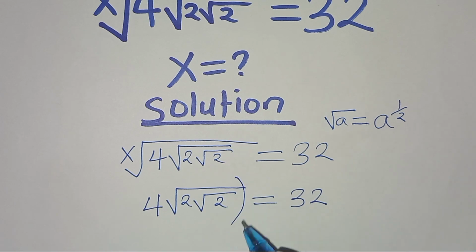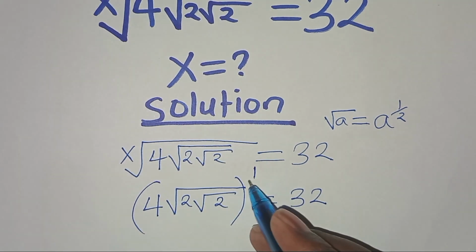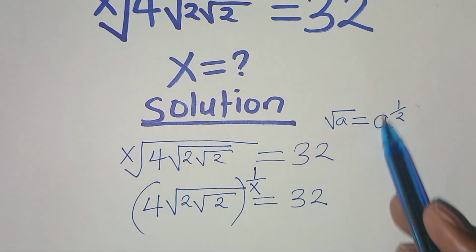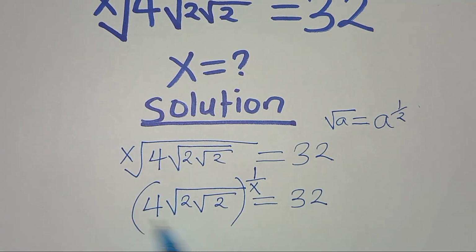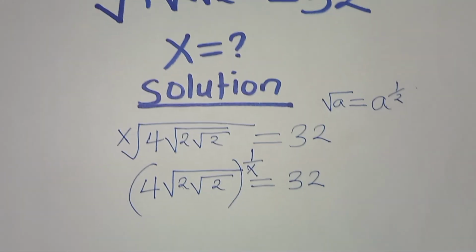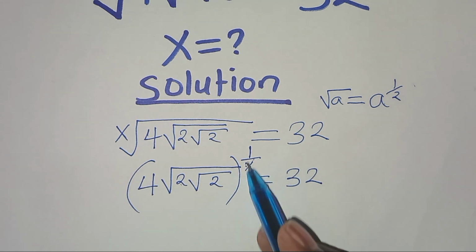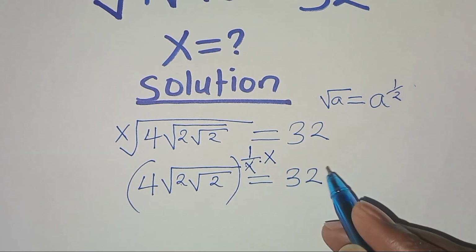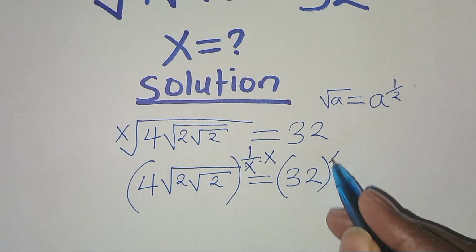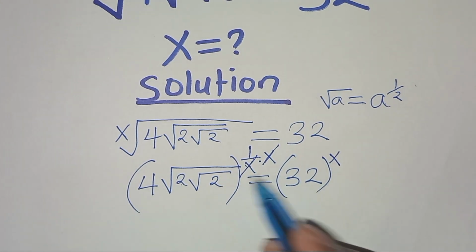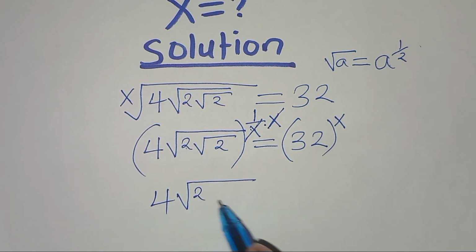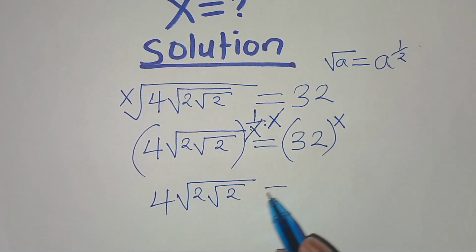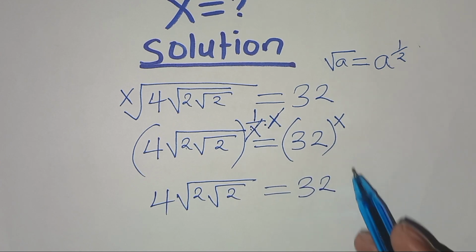So in this case, this is raised to power 1 over x. If you apply this property, square root of a is a power half. So this is the same thing as 4 square root of 2 times square root of 2 raised to power 1 over x. Now let's eliminate this x here by multiplying both sides by x. So here you'll have that 2 raised to power x. Now let's simplify so that now we have 4 square root of 2 multiplying by square root of 2. This is equal to 32 raised to power x.